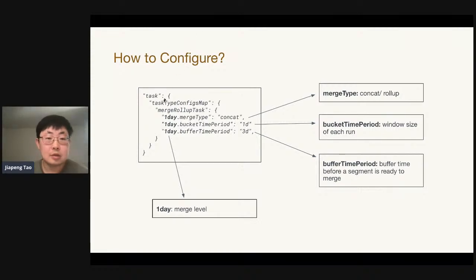This slide shows the required config we need for merge and rollup. We need a merge level name, in this case, 1 day. We need the merge type, which is either concat or rollup. We need the bucket time period, which is the window size of each run. And we also have the buffer time period, which is the time before a segment is ready to be merged.